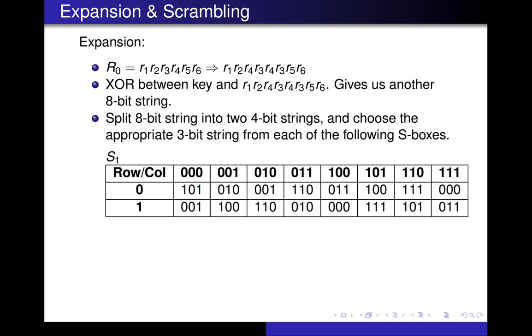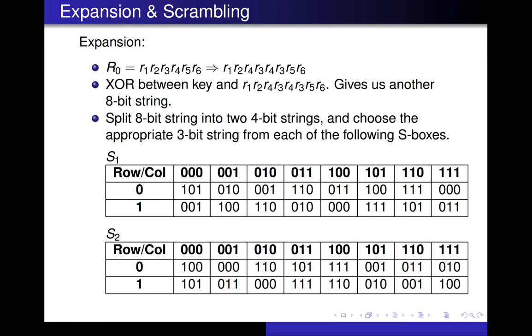What we're going to do, in S1, is take that first 4-bit string and use it to choose one of those 3-bit strings, in a way that I'll explain later. Then we're going to take the second 4-bit string, use S2 in a similar way to choose one of those 3-bit strings. And then we're going to take those two 3-bit strings that we take from the S boxes and put them together to form a 6-bit string.